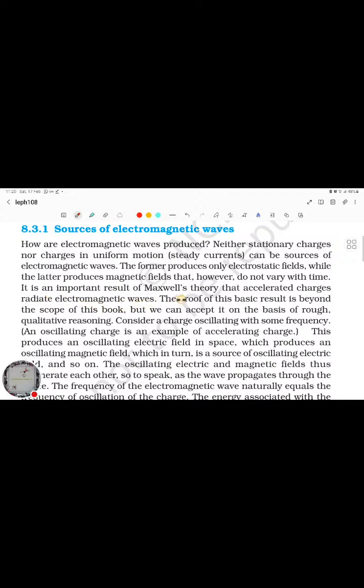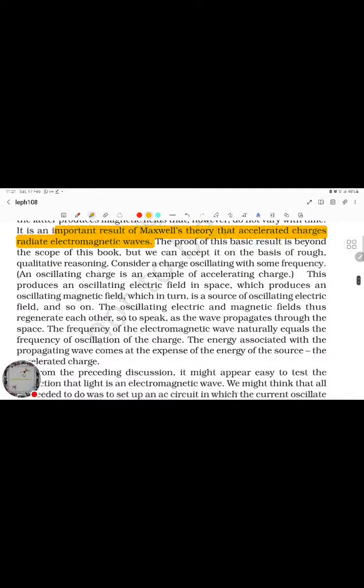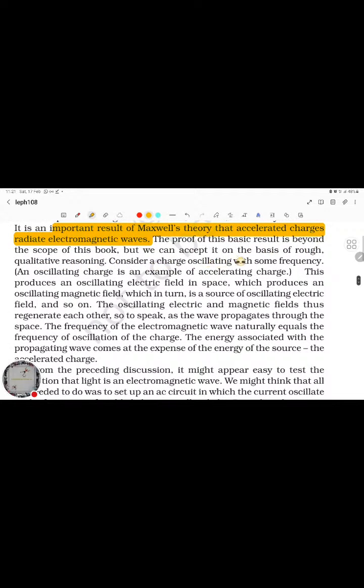It's an important result of Maxwell's theory that accelerated charges radiate electromagnetic waves. ஸோ மேக்ஸ்வெல் தியரியின் படி ஃபைனலாக என்ன தெரிய வருகிறது அப்படின்னா, ஆக்சலரேட்டட் சார்ஜஸின் காரணமாக எலக்ட்ரோமேக்னட்டிக் வேவ் ரேடியேஷன் இருக்கும் அப்படின்றத சொல்ல வராங்க. The proof of this basic result is beyond the scope of this book, but we can accept it on the basis of rough qualitative reasoning.